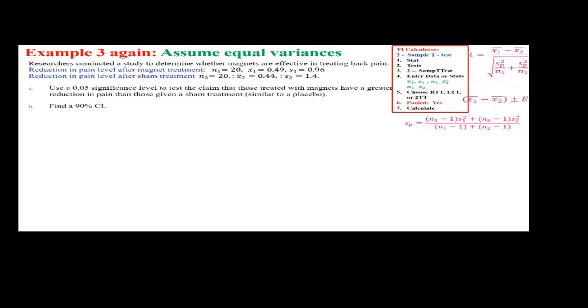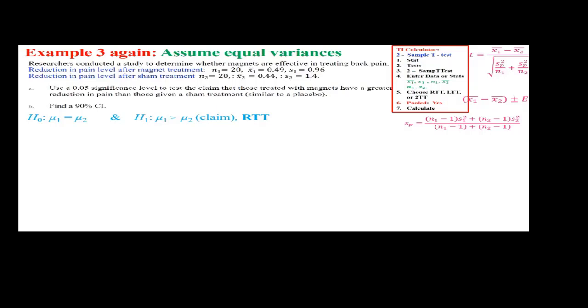We are using the same question. What's the difference? We are assuming equal variances, and therefore we are using different formulas. So the first step is identical. I don't want to discuss that. We've seen it. We don't want to waste time. Now, the rest of them are slightly different.